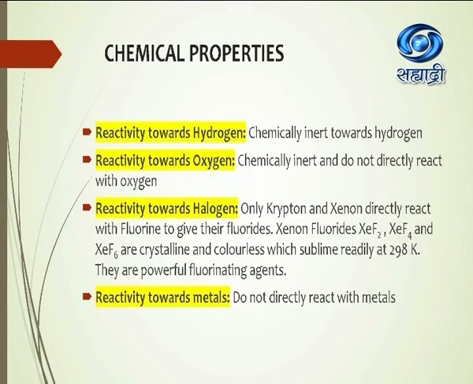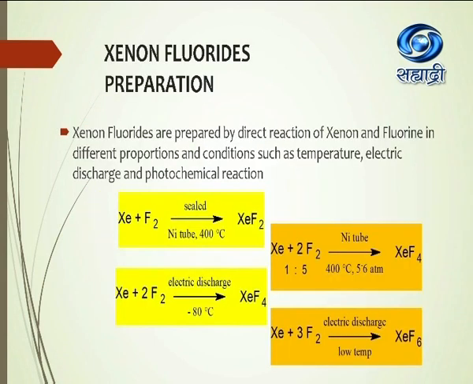Now reactivity towards hydrogen, chemically inert. Then reactivity towards oxygen, again chemically inert. And reactivity towards halogen, only krypton and xenon directly react with fluorine to give fluorides. So as we saw, xenon fluorides. And reactivity towards metal, they do not directly react with the metals.